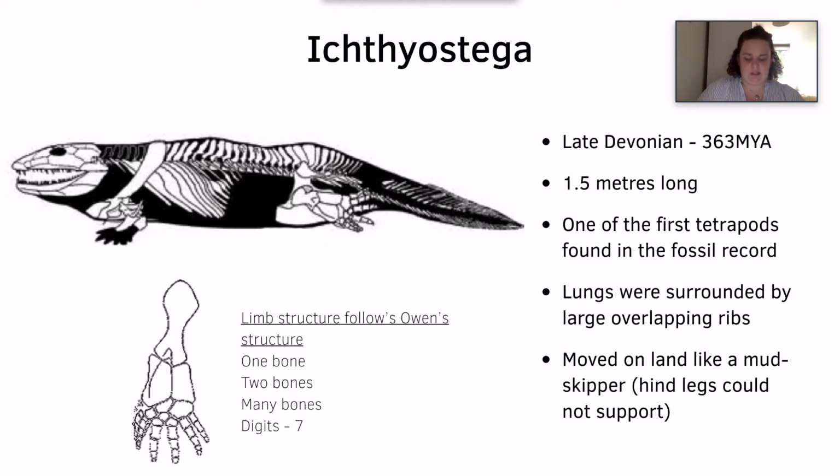The really interesting thing about Ichthyostega is that its lungs were surrounded by large overlapping ribs, which formed sort of like a rib cage, and this allowed Ichthyostega to spend more time on land without suffocating under its own weight, as the spine was now stronger as well as the ribs.